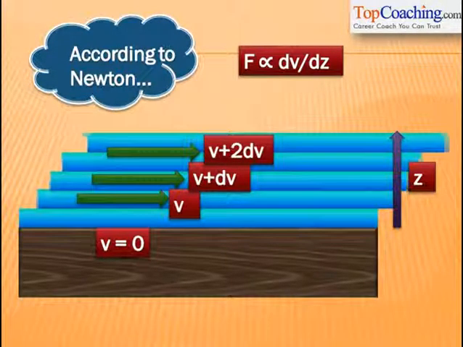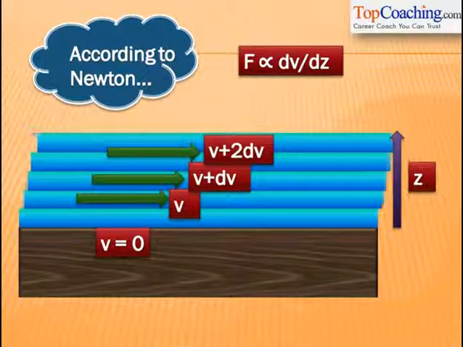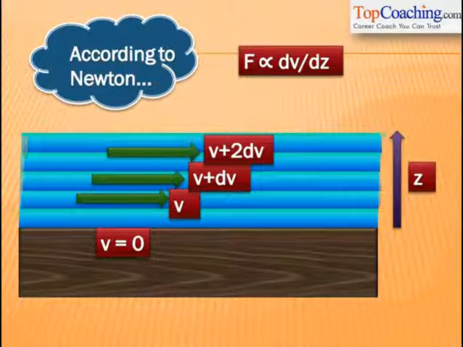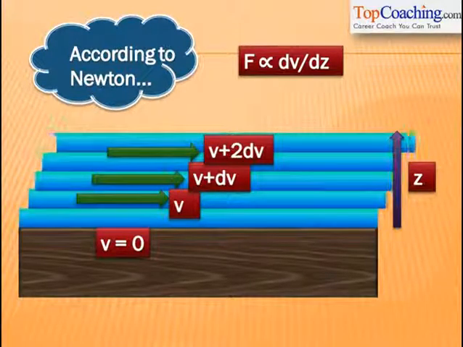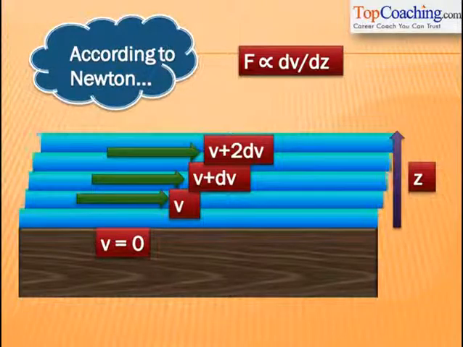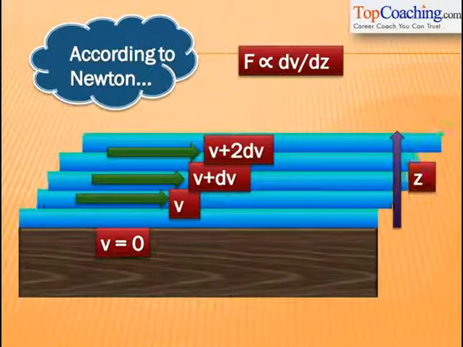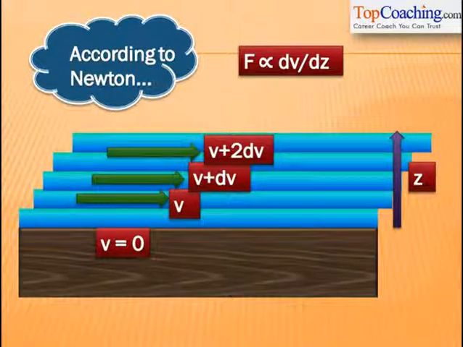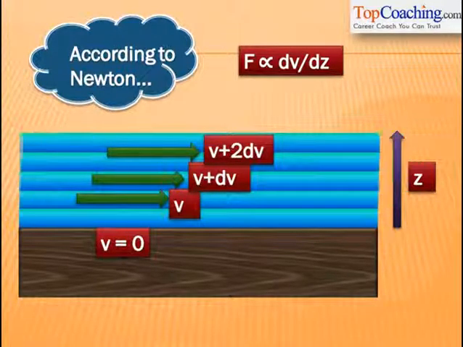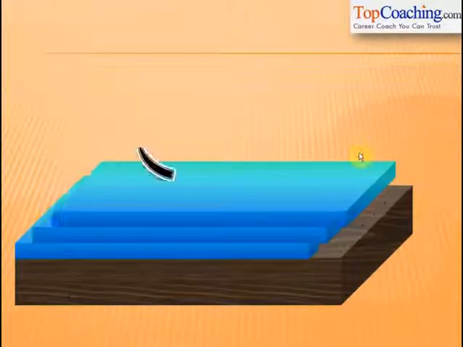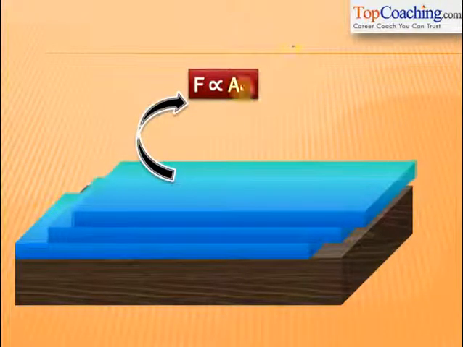So the bottom layer has zero velocity, then the velocity increases, then it further increases, then it further increases. The rate of increase of velocity with height is what the viscous force is proportional to. Understood? So if the rate of increase of velocity with height of the layers is very high, then the viscous force will also be very high. If this rate is gradual, then the viscous force will be less. In fact, this is what Newton found out.